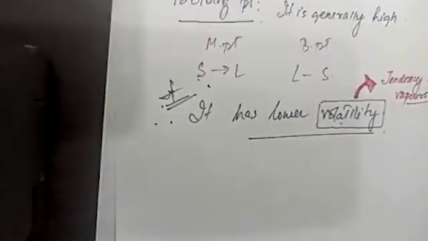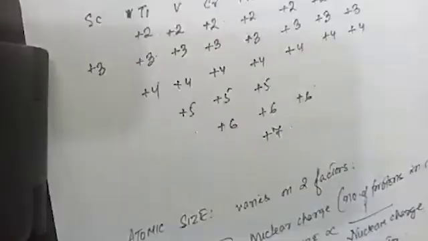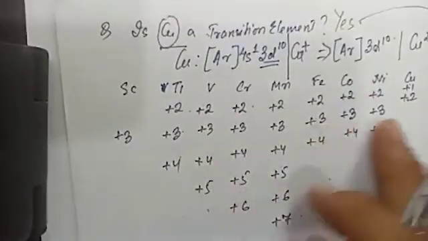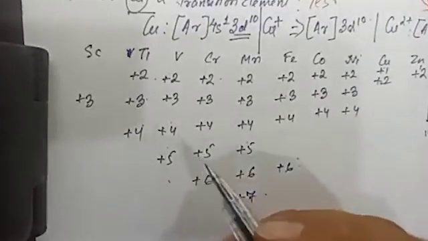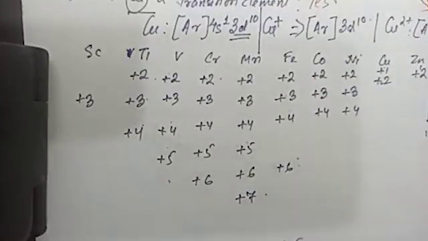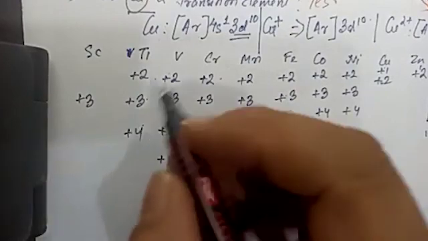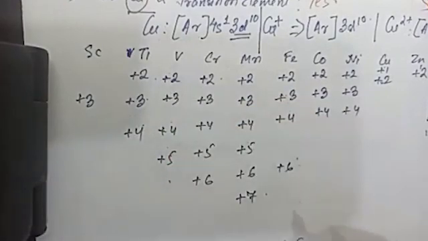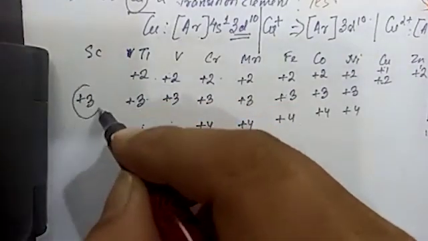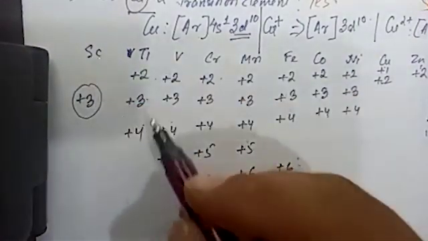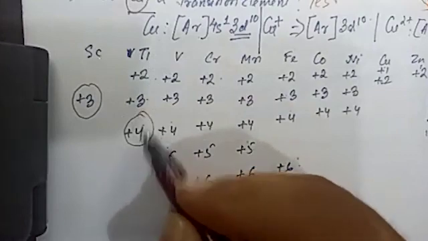So let's see what we have discussed. We have discussed all the physical properties of transition elements. We have discussed the various oxidation states. Now let us discuss something more about the oxidation state. Which are some of the common stable oxidation states? So +3 is very stable. +4 is next stable.